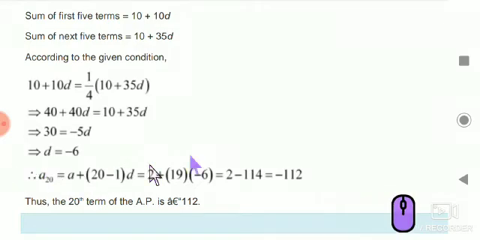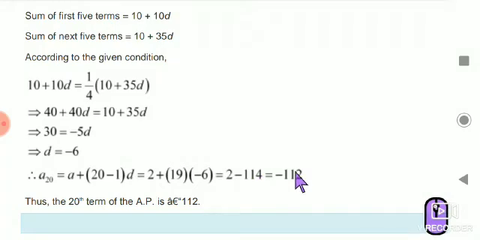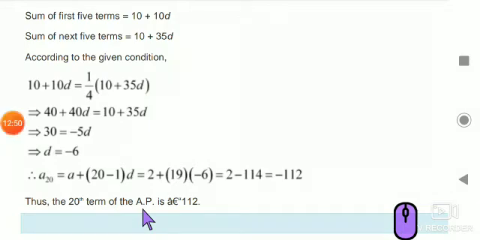Now it is easy to find the 20th term of the given progression. The 20th term is given by the formula T20 equals a plus n minus 1 into d. a is 2 plus 20 minus 1, which is 19, into -6, that is 2 minus 114, which gives -112. The 20th term of the given arithmetic progression is -112.